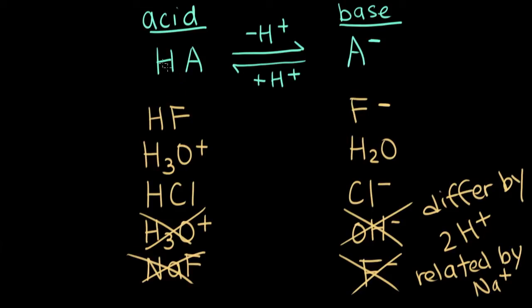So in this video, we learned that a conjugate acid-base pair is when you have two species that have the same formula, except one has an extra proton. So the acid has an extra proton, which it can lose to form the base.